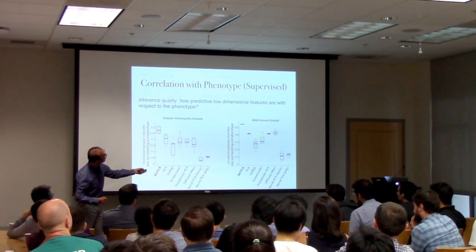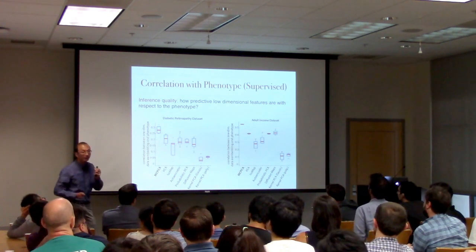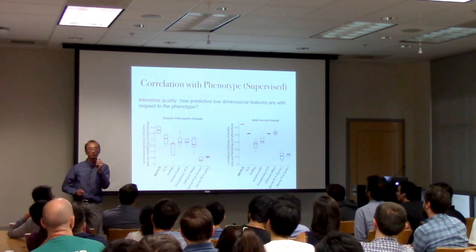And similar for another data set. So there are 4 other data sets. Again, MCPCA is the best, but the gain is not as much. It's relatively small.